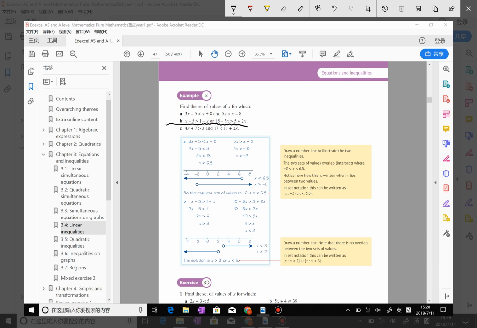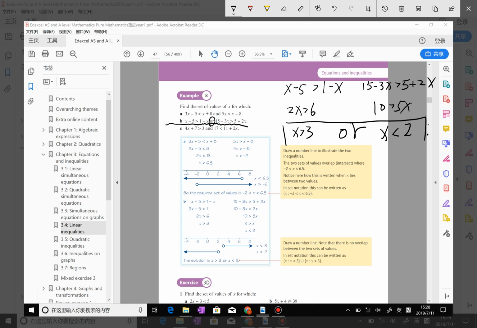x minus 5 greater than 1 minus x or 15 minus 3x greater than 5 plus 2x. Here it is "or", not "and". So let's solve it. For x minus 5 greater than 1 minus x, we have 2x greater than 6, x greater than 3. For the second, 15 minus 3x greater than 5 plus 2x, we have 10 greater than 5x, which is x less than 2. Here it shows "or". You don't need to find the combination of the sets of values for x. For the answer, you could directly write down the solution: x greater than 3 or x less than 2.